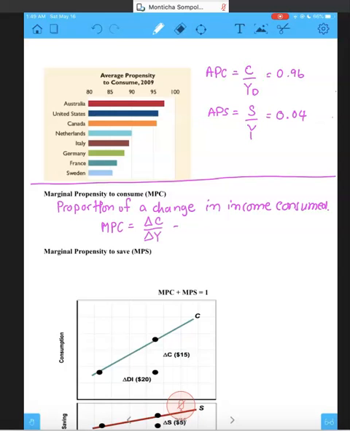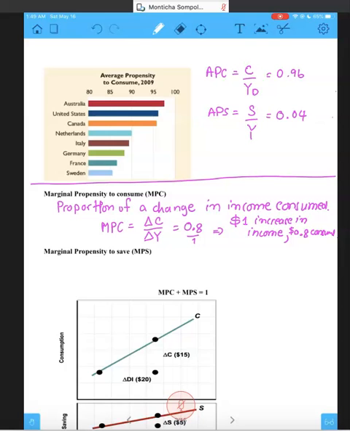For example, if it is 0.8, this is over 1, right? So that means for every dollar increase in income, 80 cents will be spent on consumption. Okay, 80 cents will be spent on consumption.